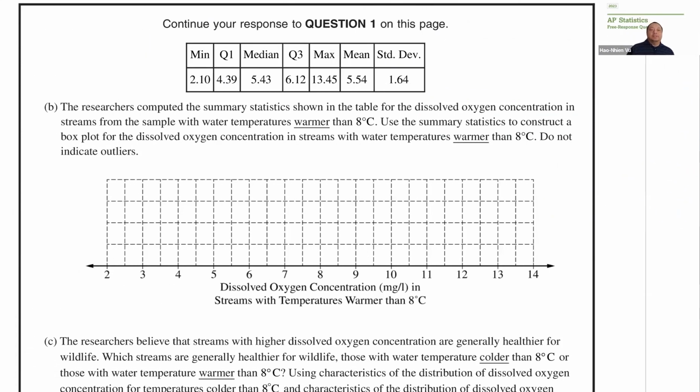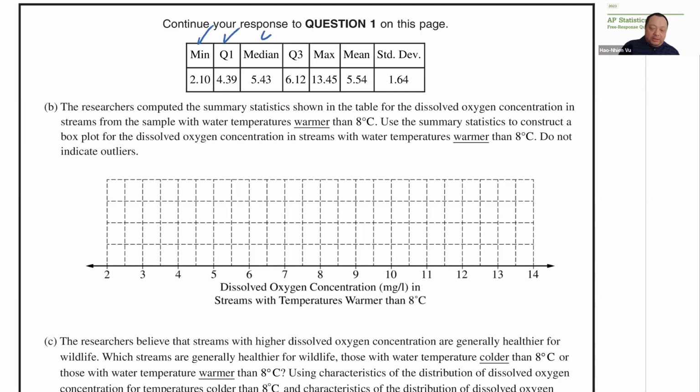Part B, the researchers computed the summary statistics shown in the table above for the dissolved oxygen concentration in streams from the sample with water temperature warmer than 8 degrees C. Use the summary statistic to construct a box plot. Do not indicate outliers, so you don't have to do that 1.5 times IQR. The whiskers would go all the way out to the minimum and the maximum.